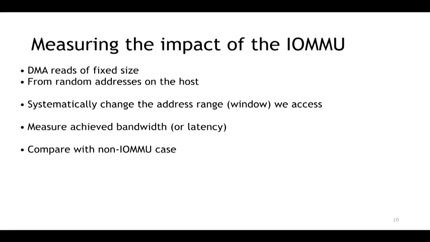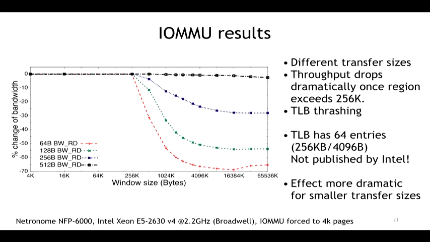So how do we measure this? So first of all, we do DMA reads of fixed sizes, like 64 bytes or 128 bytes, and we do it from a random address on the host, which is pre-registered with the system. And then we systematically change the address range or the window in the host memory which we access. So we start with like 4K, and then all transactions go into the 4K, and then we grow the region we can access. And then we measure bandwidth and latency, and then we compare the performance we see with the non-IOMMU case. So here's one of the examples.